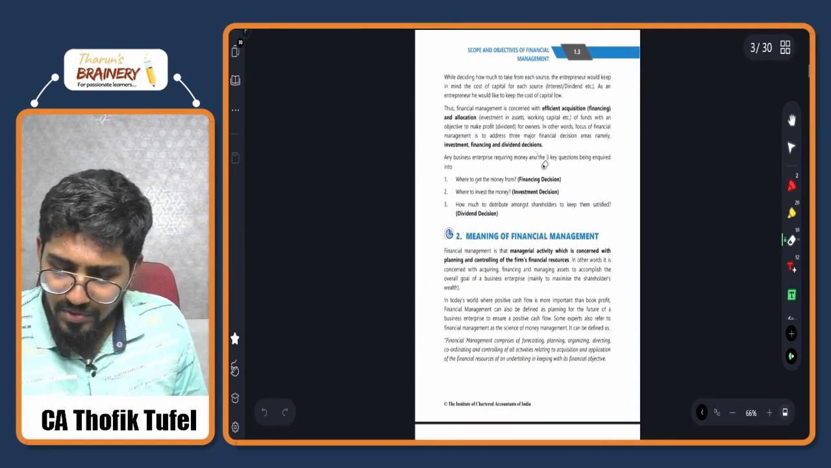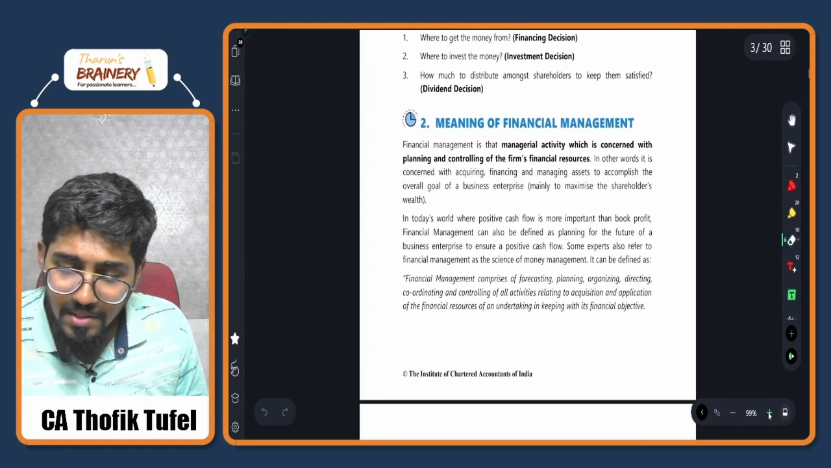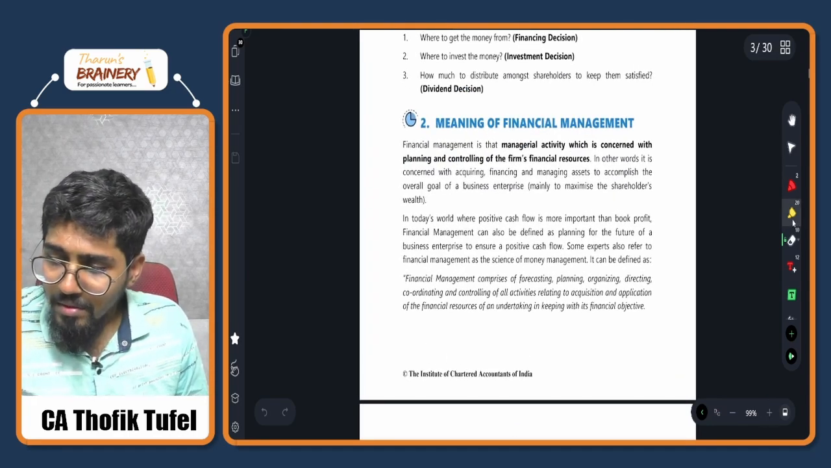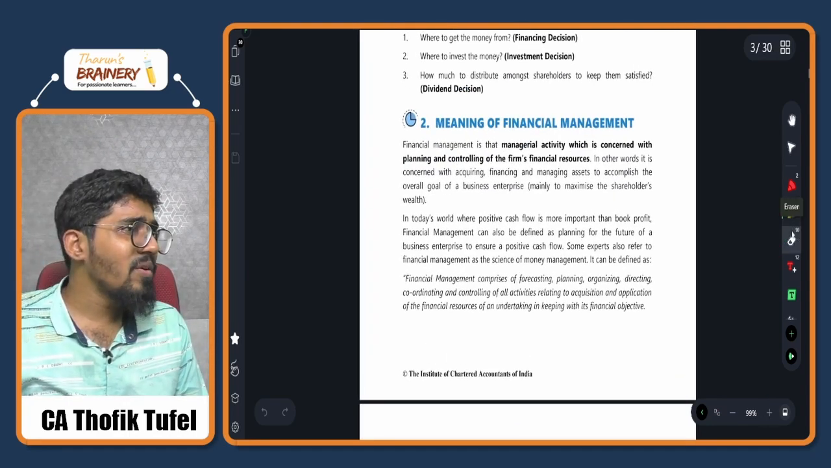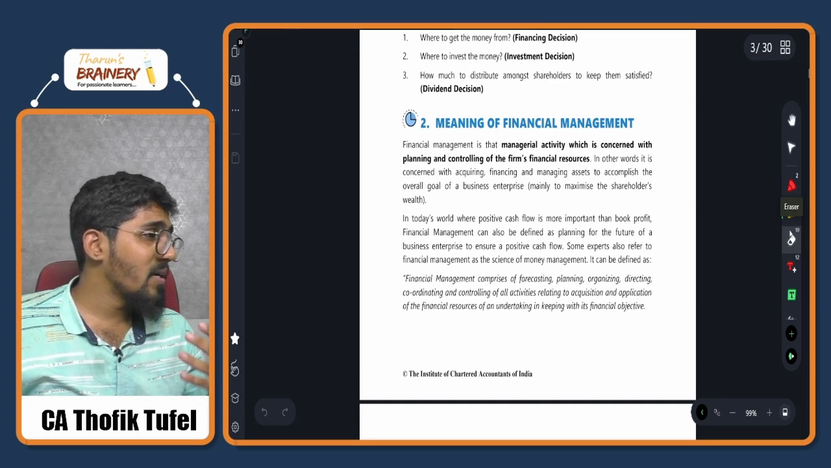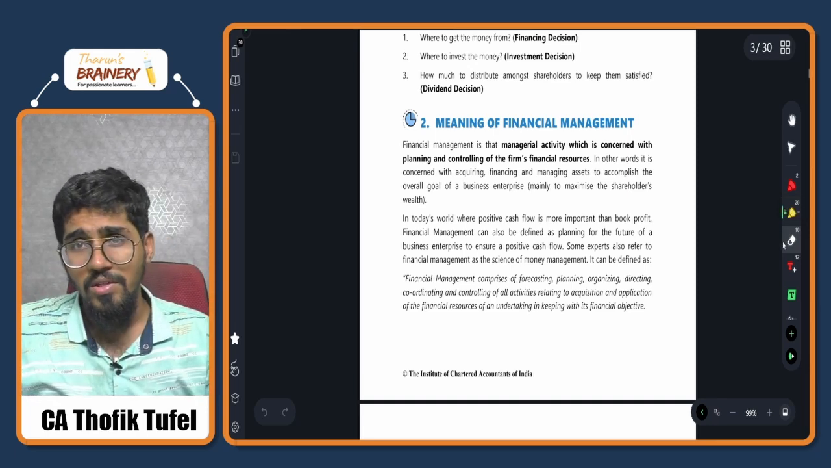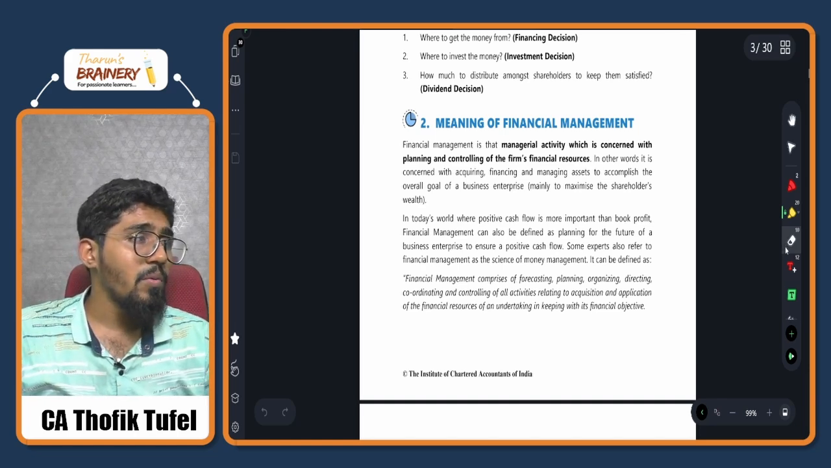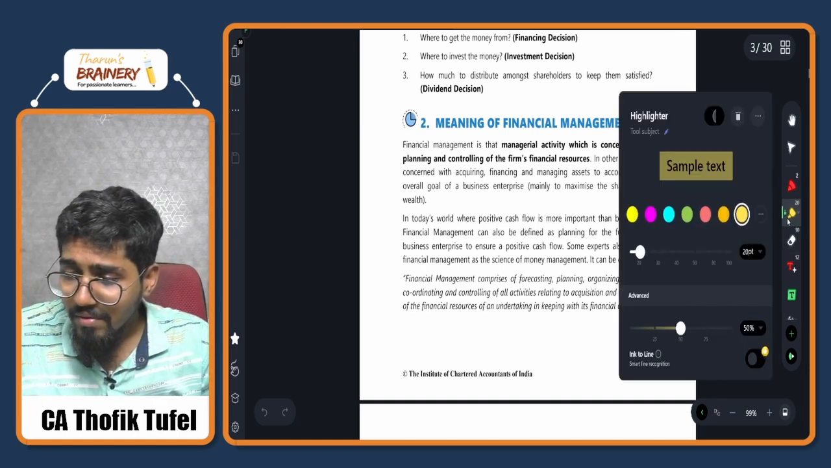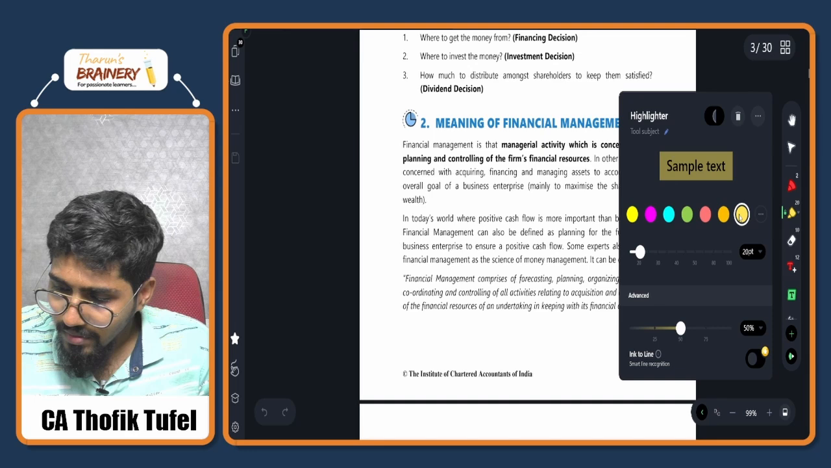Okay, so the first question that we were just answering is, what is the meaning of financial management? Sir, why are you again gaping us? Because we should also be aware of the study material language. In the examination, writing on our own will not work, but writing the language of study material will work.